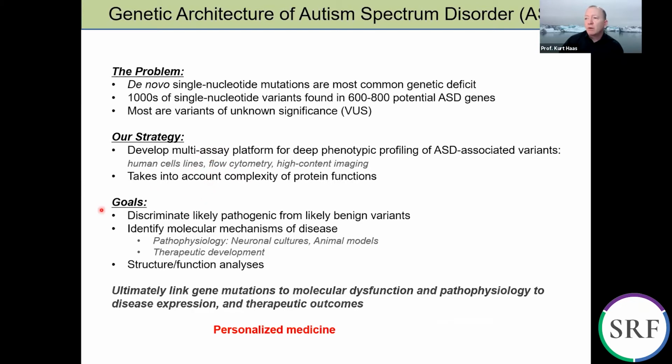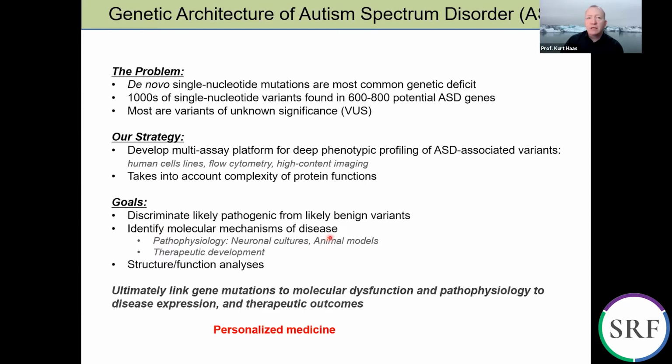Our goals are multifold. One is to discriminate variants that are not likely pathogenic from those that are. Just because we find a variant in an individual with autism or other disorders doesn't mean that it's causal. So by conducting multiple assays and finding that a variant doesn't really disrupt protein function, we think that adds evidence that it's likely benign and non-causal, but other ones likely are. And for ones that are, it's very important to understand what the molecular mechanism of dysfunction is.